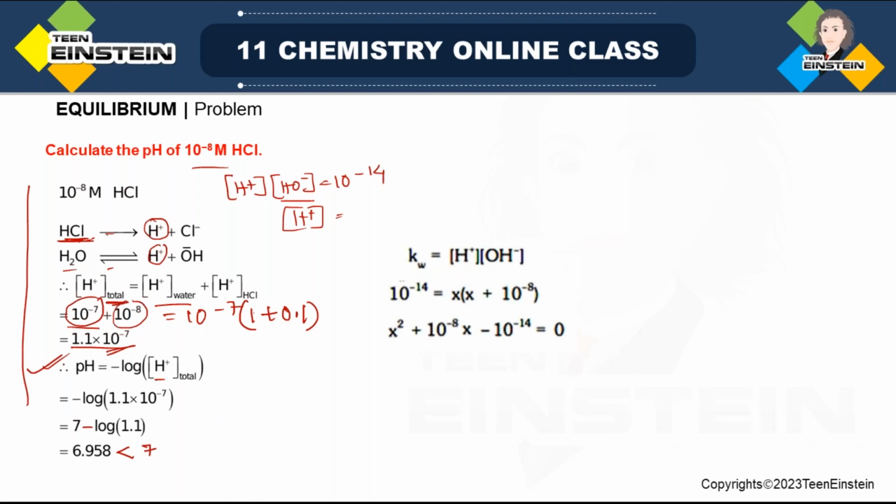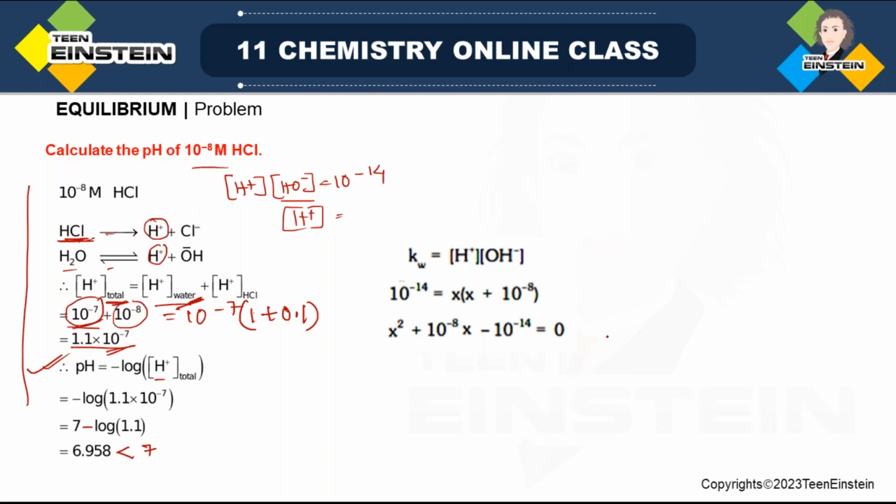So Kw, we know, is the ionic product: H plus concentration multiplied by HO minus. Now, in this case, we have approximated the contribution of H plus coming from water as if it is 10 to the minus 7. But ideally, because it is not simply water, it is a mixture of HCl and water, directly putting the value of 10 to the power minus 7 in place of H plus coming from water is not ideally correct.